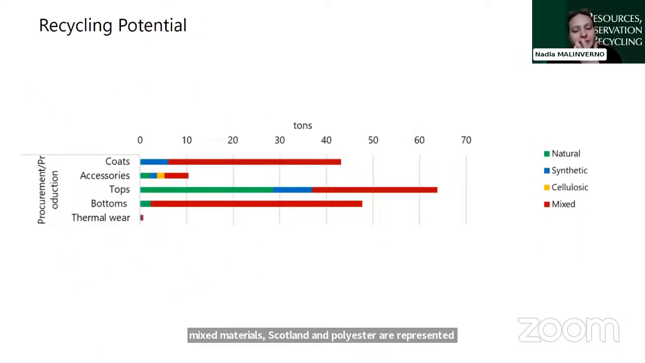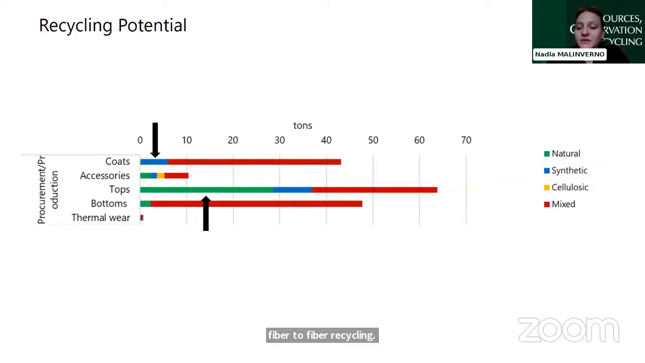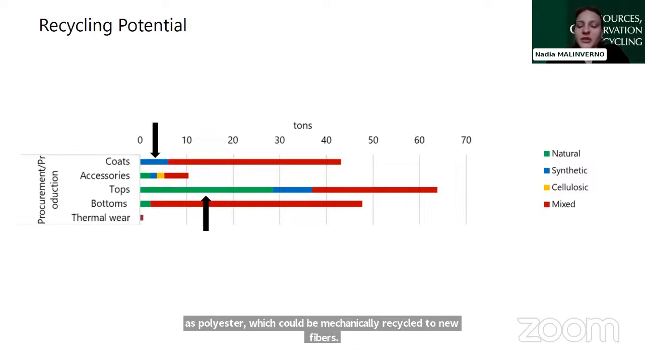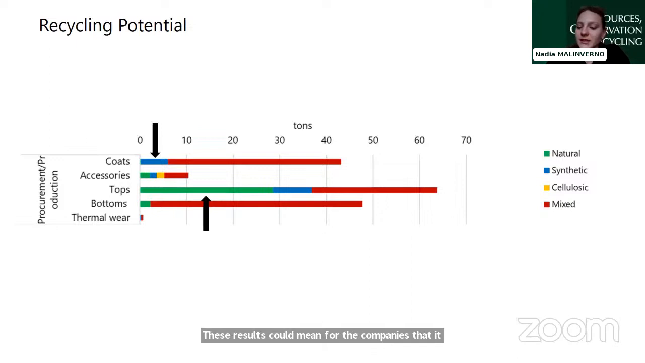The material and categorization of workwear was important to determine the recycling potential. For example, if we look at the tops, they are mainly made of natural materials, so cotton, and there is already fiber-to-fiber recycling. Also with the coats, here there is a recycling potential because they are available in relatively large masses, and the part is made of pure synthetic materials such as polyester, which could be mechanically recycled to new fibers. This result could mean for the companies that it would be worthwhile to collect these categories in the company with a take-back system.